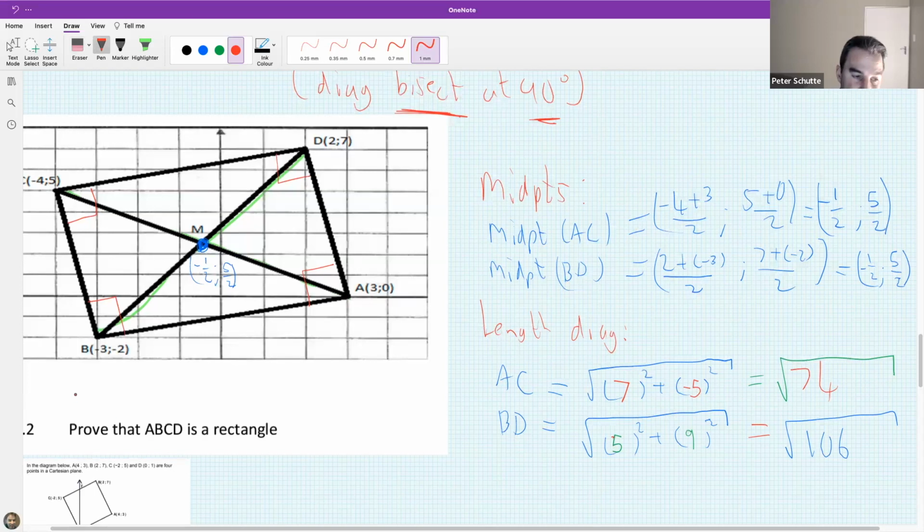So you would just say ABCD is not a rectangle, diagonals not equal length. So A, B, C, D, not rectangle, diagonals, I'll make a little bracket here, diagonals not equal. And if you had to classify it, you would classify it as a parallelogram.